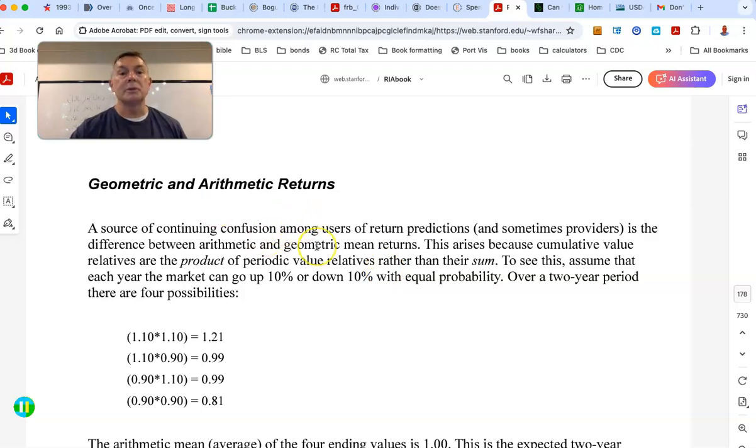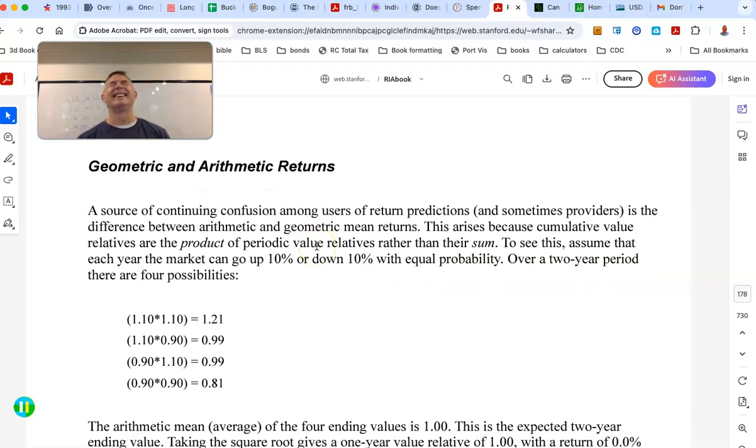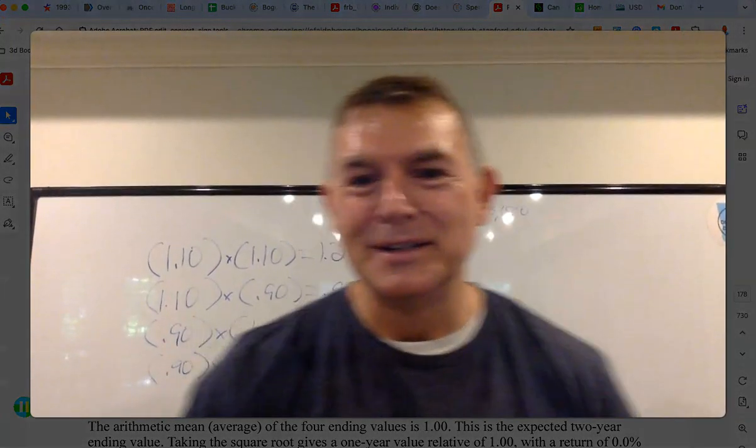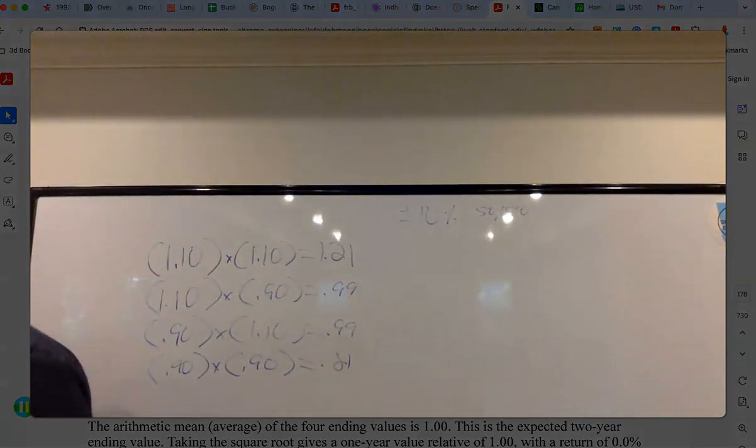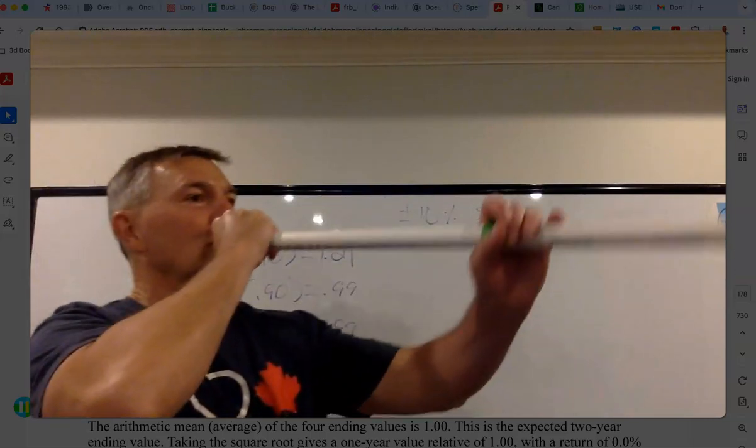So we're going to look at the difference between geometric and arithmetic returns. Geographic, oh my goodness, Josh, you are so dumb. Yes, sir, I am.